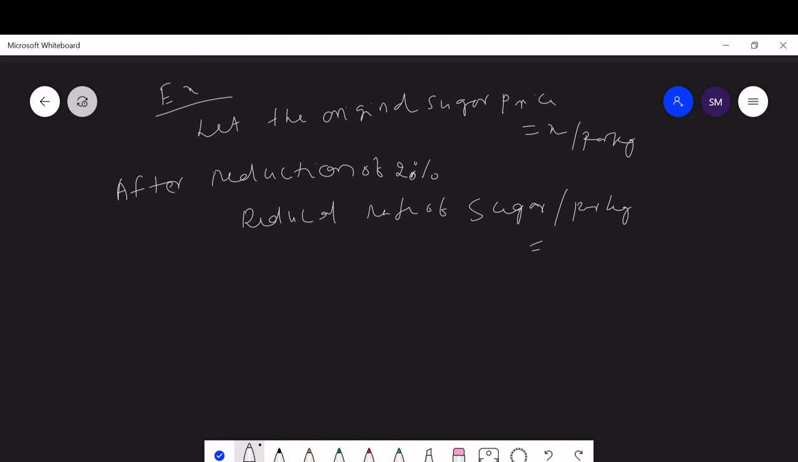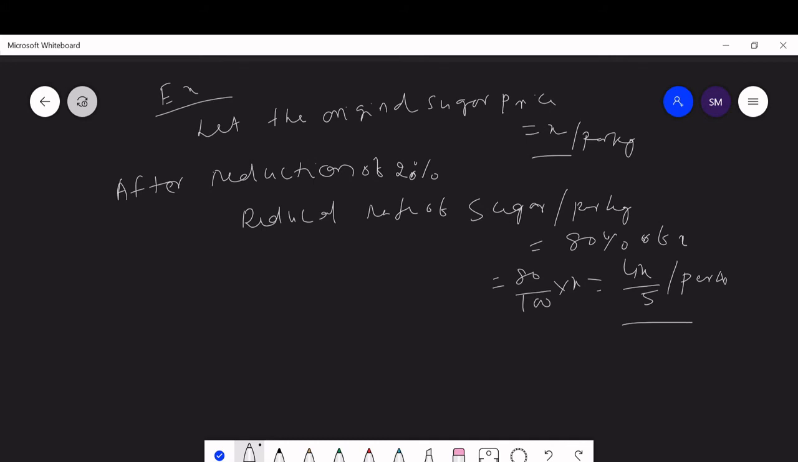20% reduced, which is equal to 80% of x. 80% of x means 80 upon 100 into x, which is equal to 4x upon 5. The reduced sugar price is this per kg. The actual price was x. Then after the reduction of 20%, it goes down to 4x upon 5 per kg.